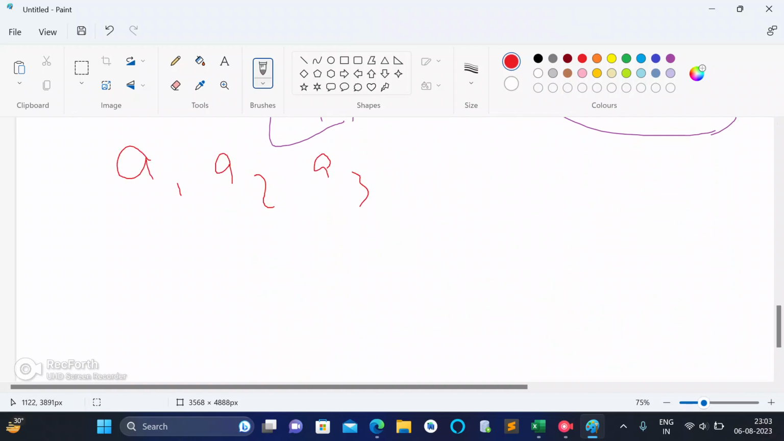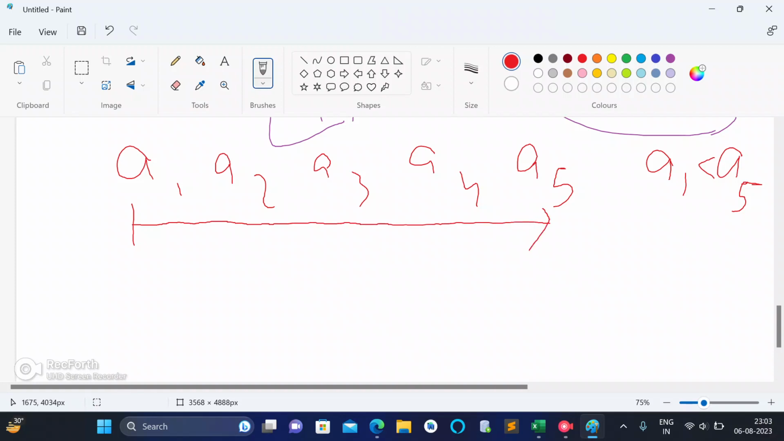Okay, let's come up with another scenario where A1, A2, A3, A4, A5 is given. A1 is lesser than A5, but let's try to traverse from A1 and find a number which is just greater than A1. I directly reached A5. Neither A2 nor A3 nor A4 are greater than A1. All are smaller than A1, and I directly reached A5 which is greater than A1.